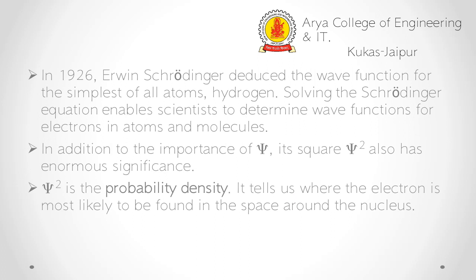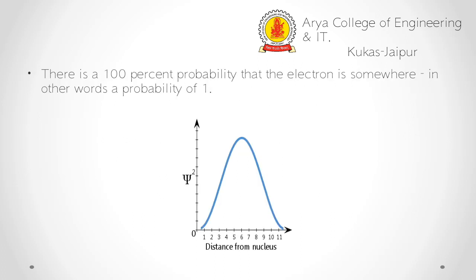In addition to the importance of psi, psi square also has enormous significance. Psi square is the probability density. It tells us where the electron is most likely to be found in the space around the nucleus. There is a 100% probability that the electron is somewhere. In other words, the probability is 1.